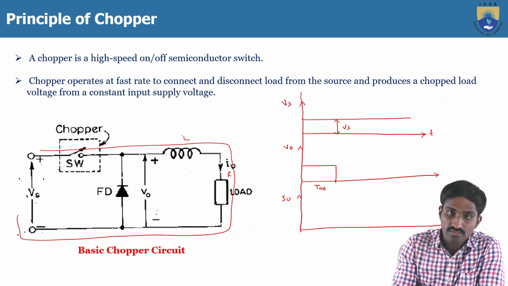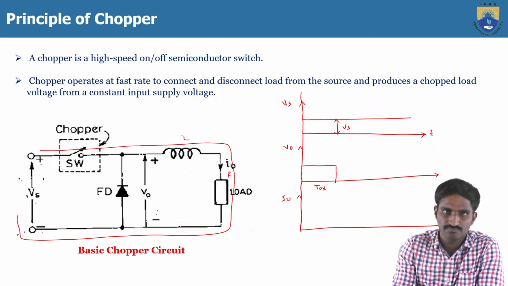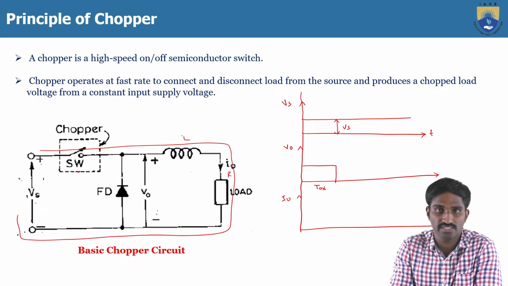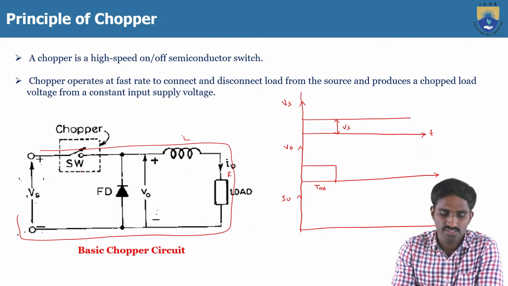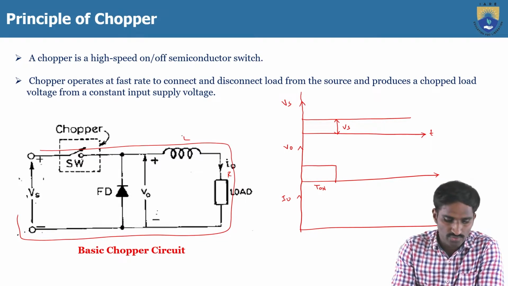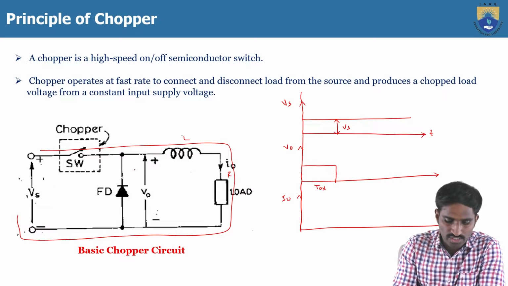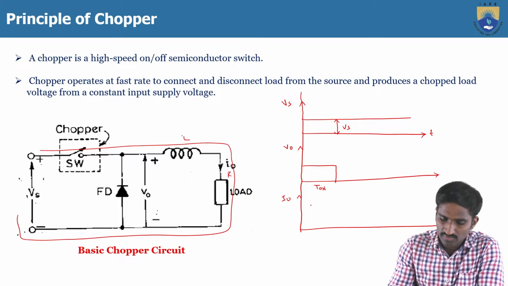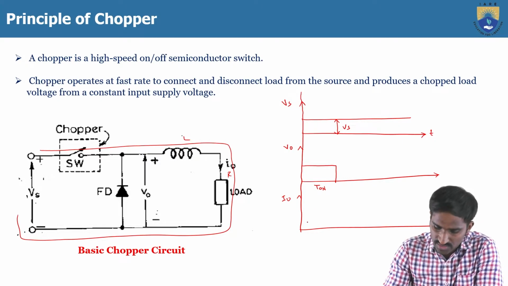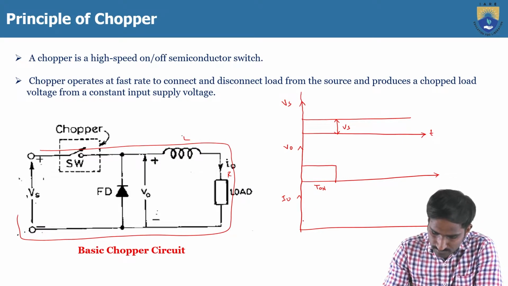Then I turn off the switch by applying some forced commutation, because here line commutation or natural commutation is not possible. If the switch is turned off, then there is no connection between the supply and load. During this time, the current is gradually increasing, up to this point.